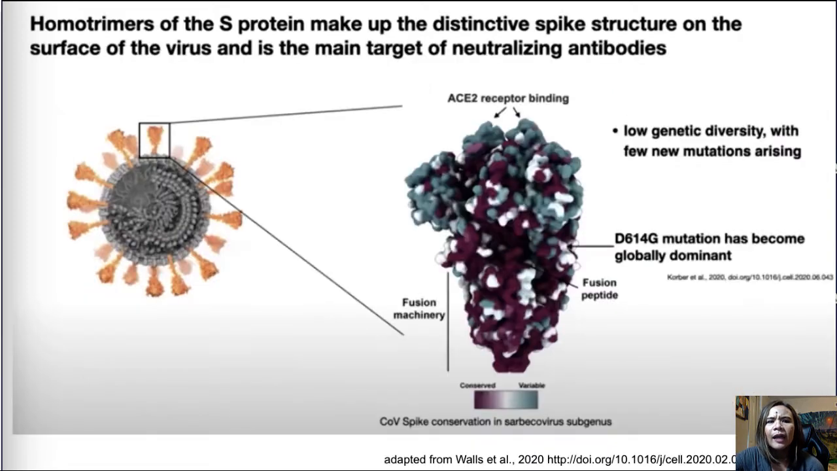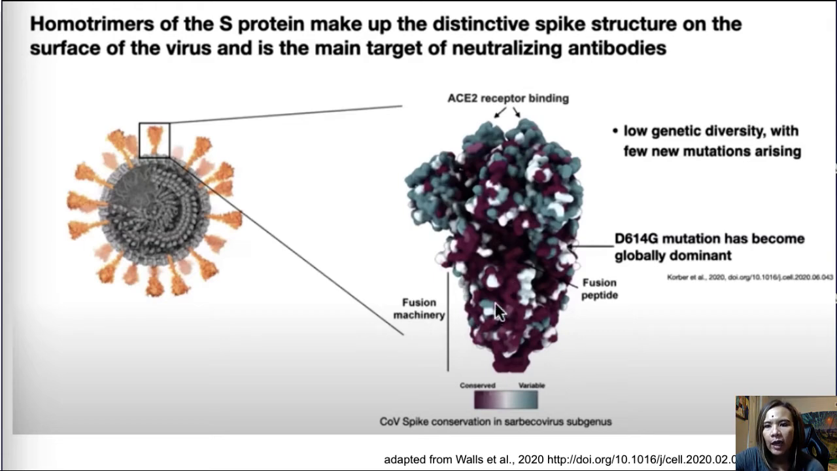So let's take a close look at this spike protein. Now, it is made up of 3 of the same protein. We also call that a homotrimer, and it has 2 regions or domains: the upper globular domain and the stalk, or kind of like the lower domain.